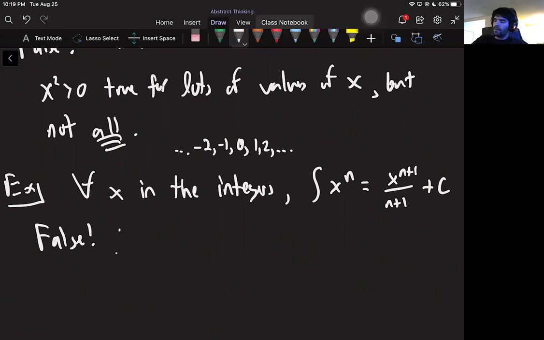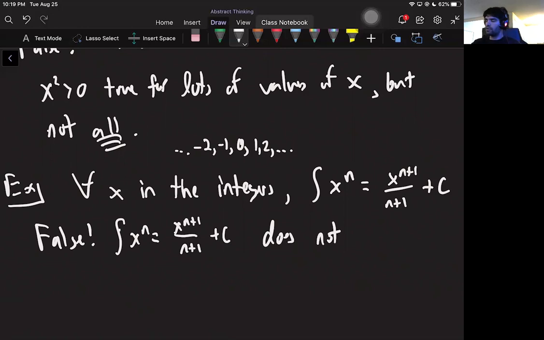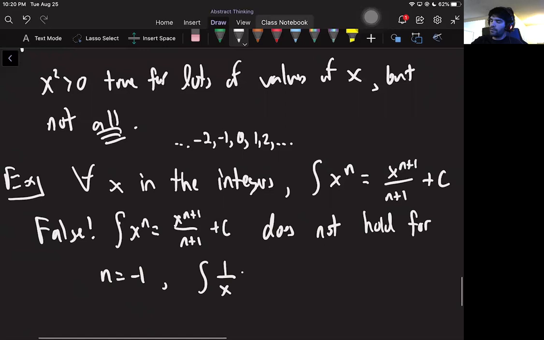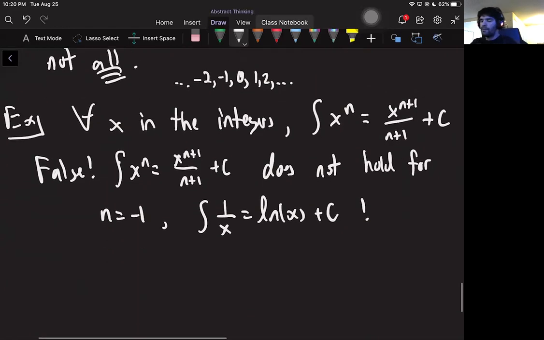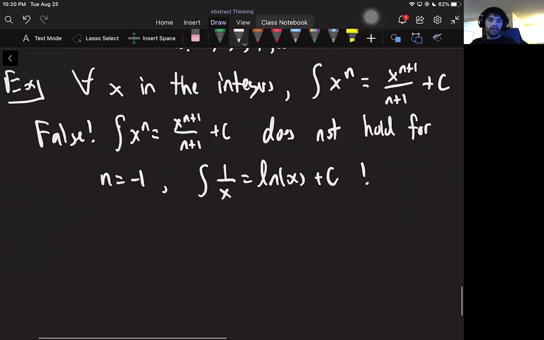So this guy does not hold. Do you remember which one it doesn't work for? If you remember your calculus, if you've tutored calculus lately, it does not hold for n equals -1. So remember that the integral of 1 over x, that's what happens when you do -1 power, is actually ln of x. Whoops. The rule works all the other times, but not there. So this one's also false.